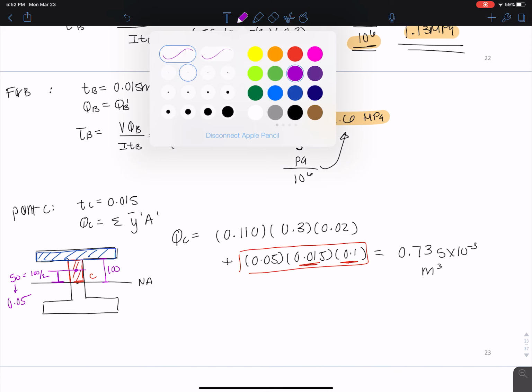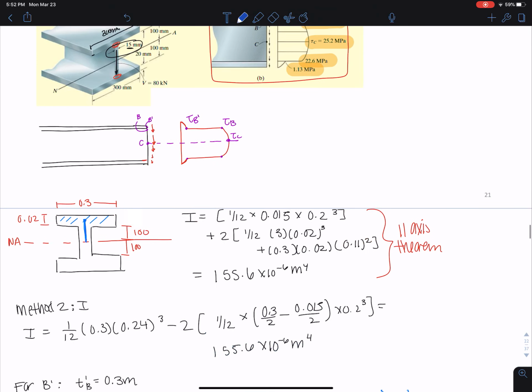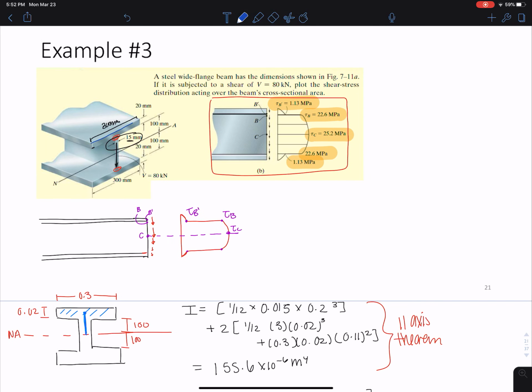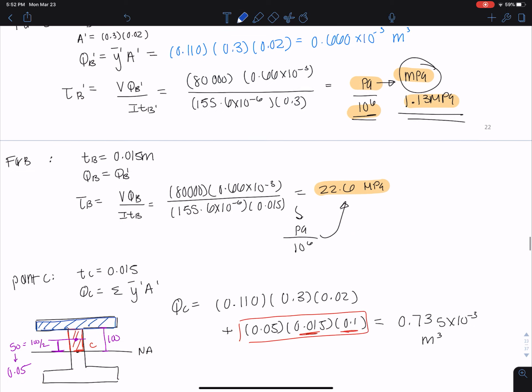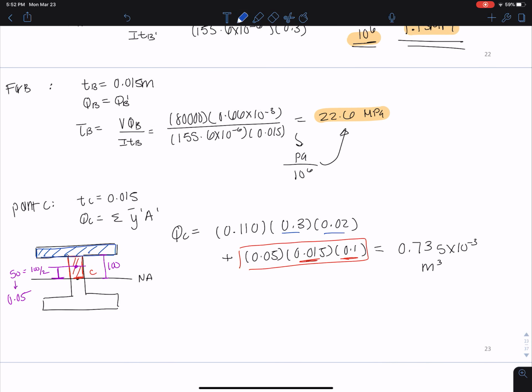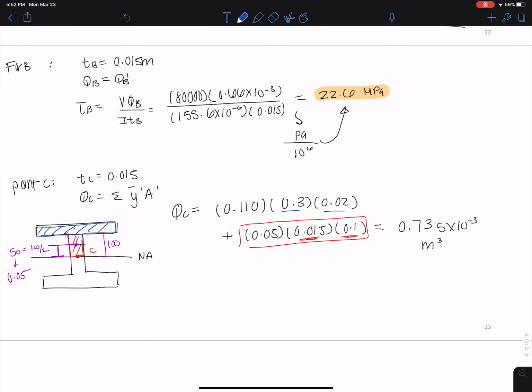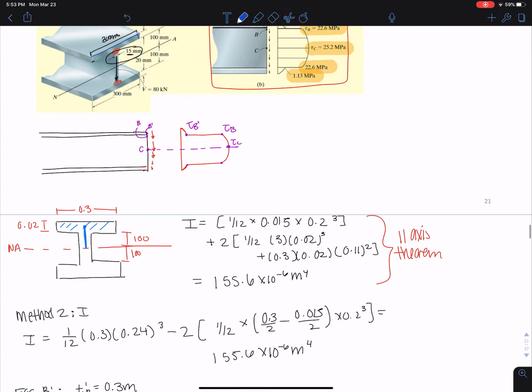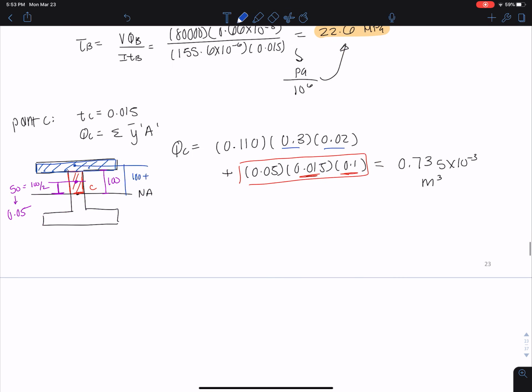The second one, the top portion, would be the 300 multiplied by 20. That's why you see the 0.3 times the 0.02. And then the distance from the center of this to the neutral axis would be 100 plus the 20 over 2, which is just 110. Okay, and we get that value for that.